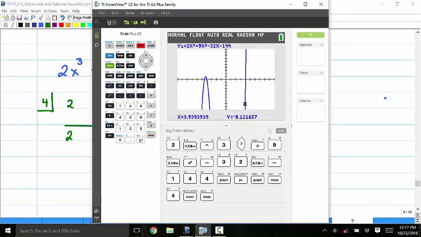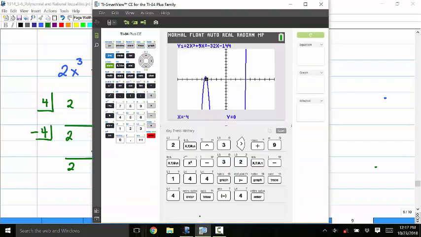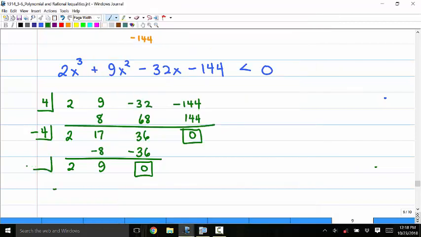Negative 4 maybe? Yes. Let's go get negative 4 out. 2 times negative 4 is negative 8. 17 minus 8 is 9. 9 times negative 4 is negative 36. That's a good thing. What was our other 0? Let's try negative 4.5. Yes. And if we do negative 4.5, 2 times negative 4.5 is negative 9.